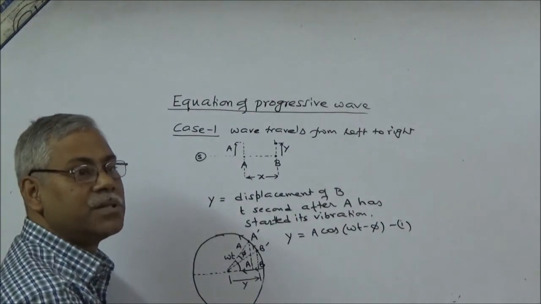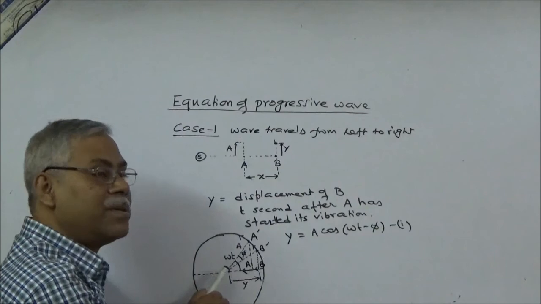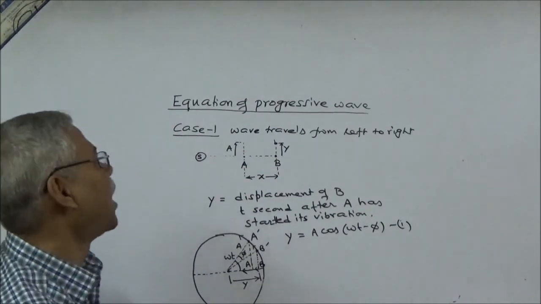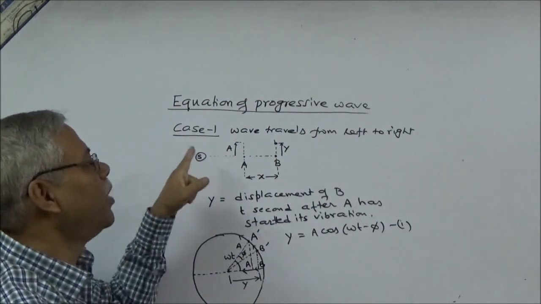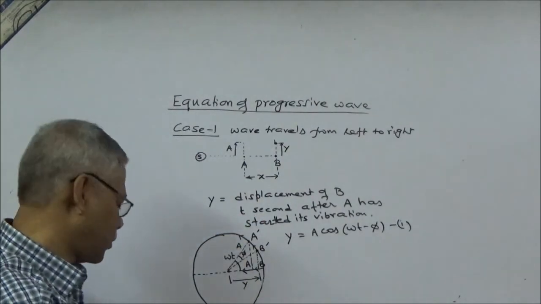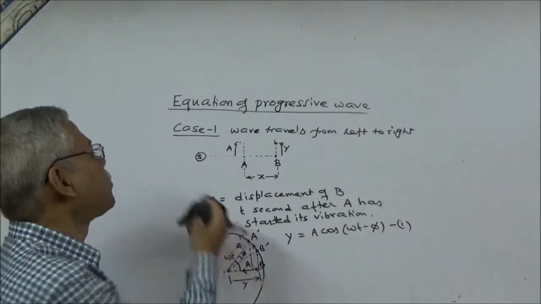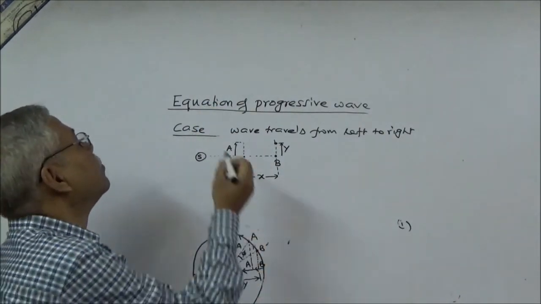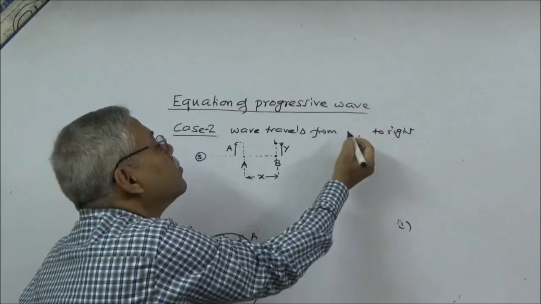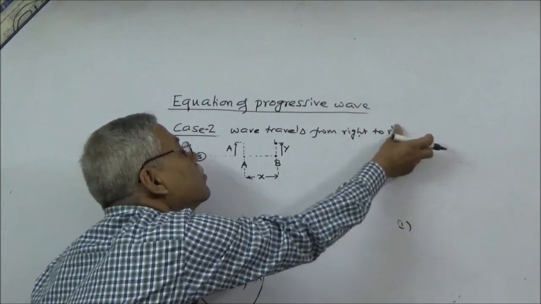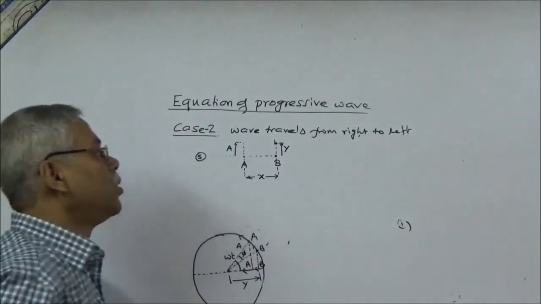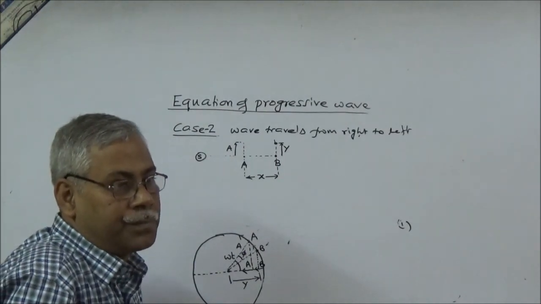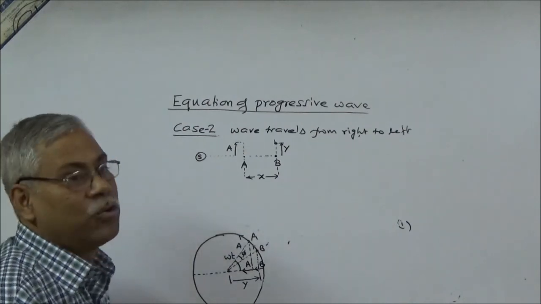This is the equation of progressive wave, when the wave travels from left to right. Have all of you understood this part? Now I will consider case 2 in which the wave will travel from right to left. Have you drawn this? Wave travels from right to left.